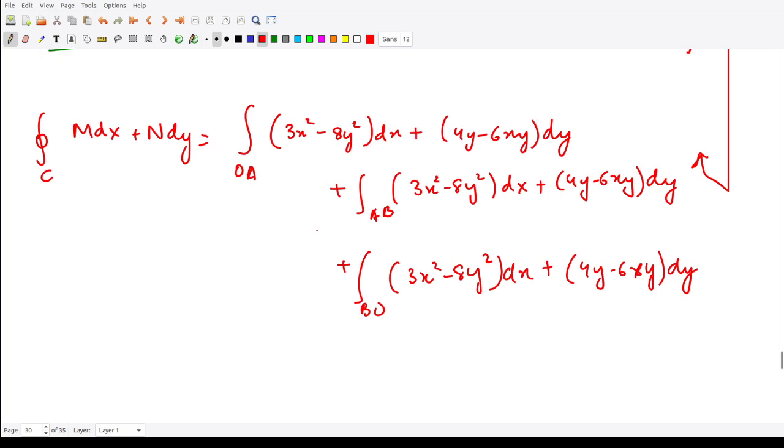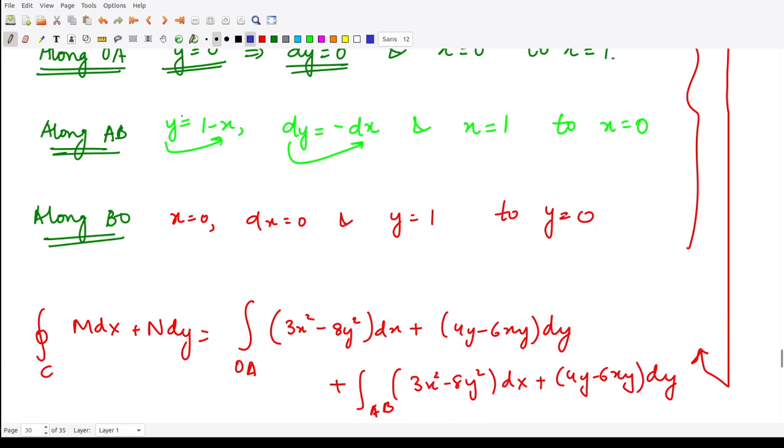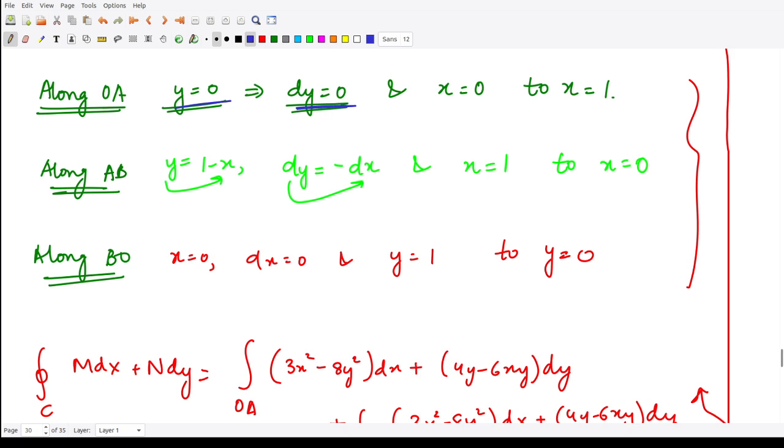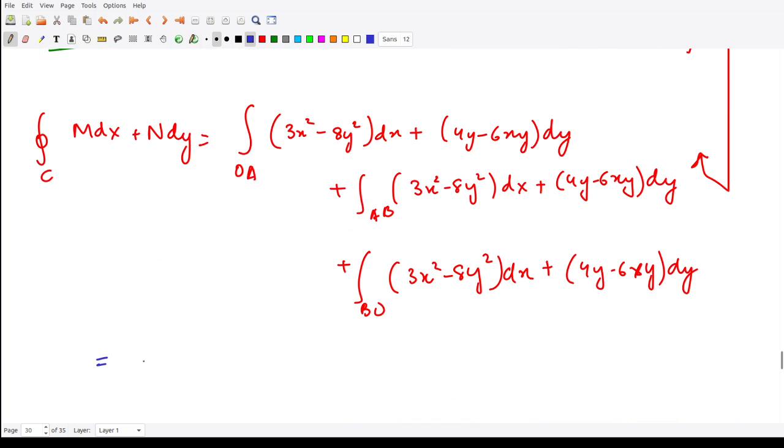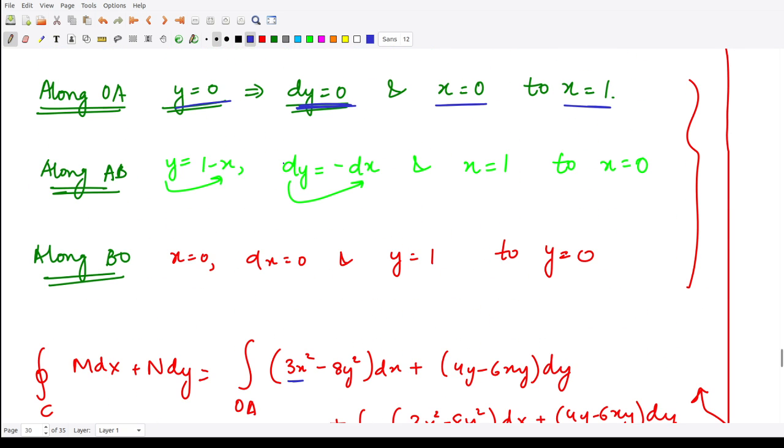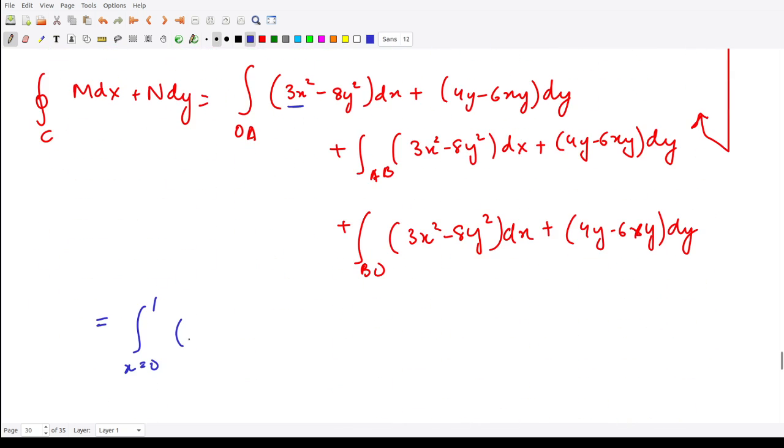Right. So now we can look at our given curves. Along OA, we have the value of y as 0 and the value of dy as equal to 0, and the limits of x vary from 0 to 1. So here we can write x varying from 0 to 1. The value of x we do not have any information about, but we have information about the values of y. So we will have 3x square as such. Instead of y we will write 0, right? This is dx, and instead of y we will write 0, and instead of dy we will again write 0. So this is our first case.